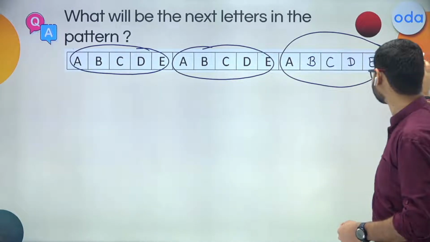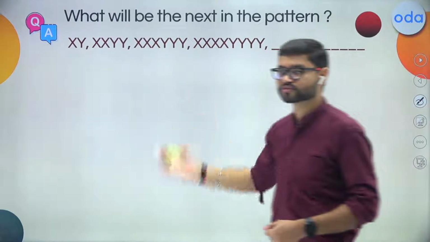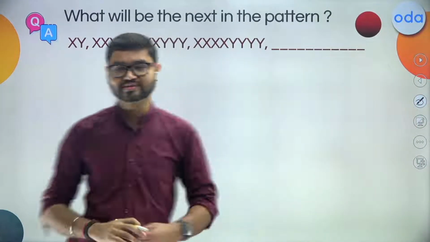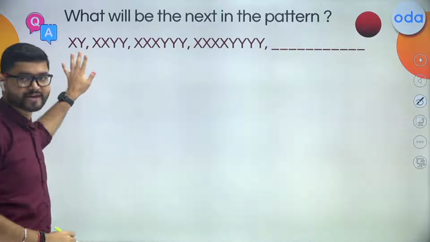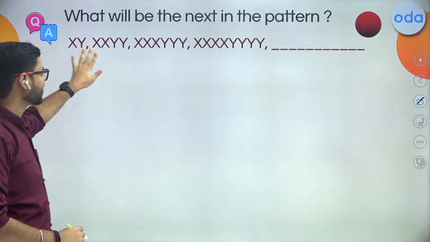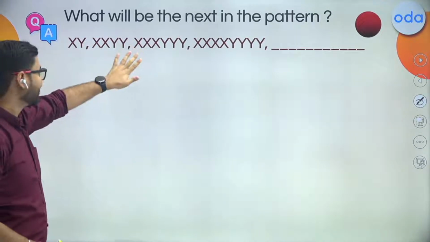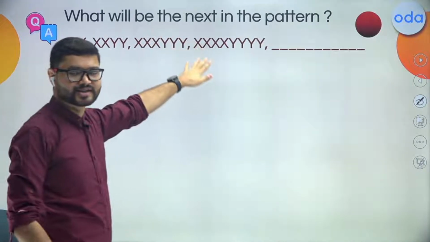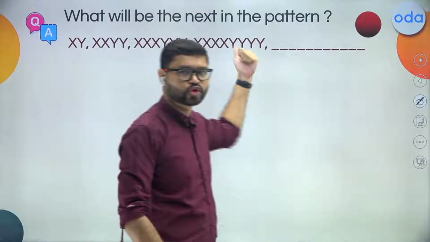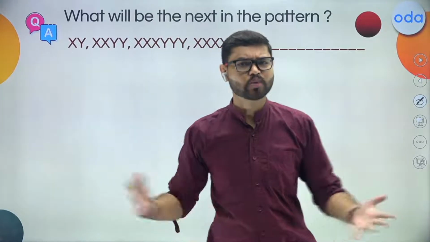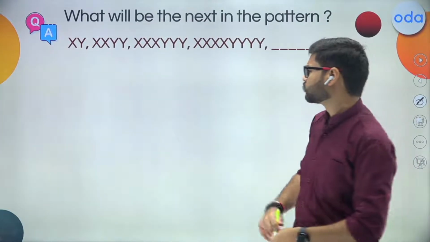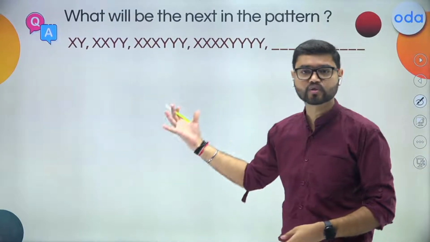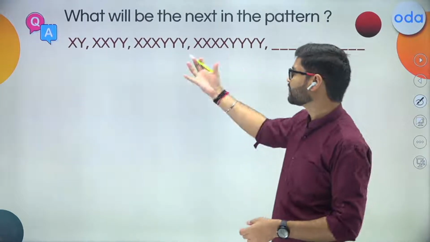Now talking about the second case where the pattern grows. So can you see over here? We have X, Y. Then I have X, X, Y, Y. X, X, X, Y, Y, Y. X, X, X, X, Y, Y, Y, Y. What will come next? It's no brainer, guys.